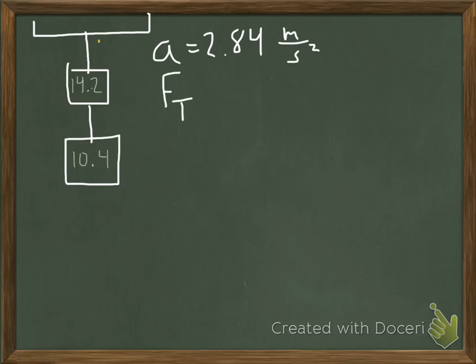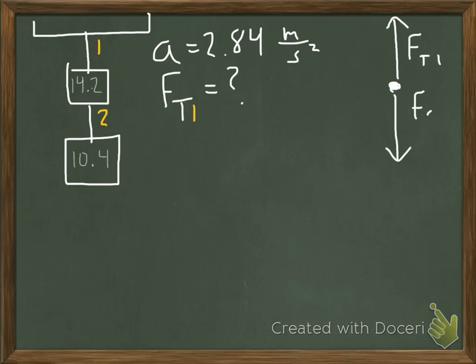The question is, what is the tension in the top cable, and also what is the tension in the bottom cable? Let's first just focus on that top cable. So we're trying to find the tension in cable 1. Just like the previous problem, we're going to draw a free body diagram for the entire system, not just mass 1, not just mass 2, the whole thing.